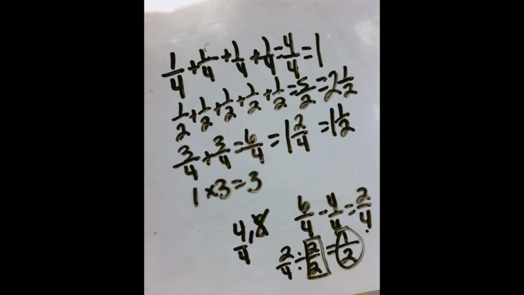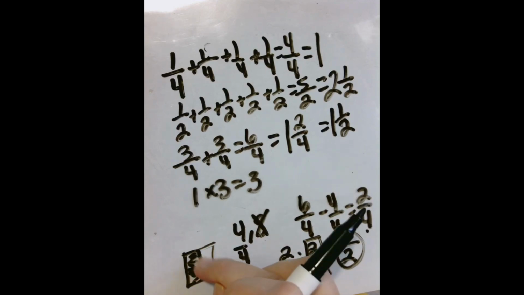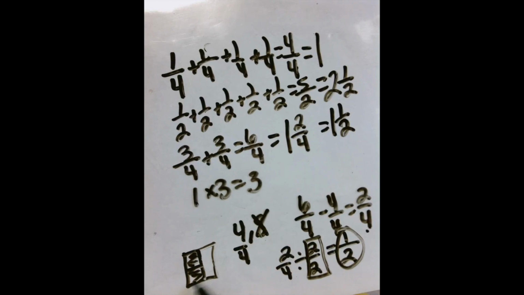I can also show that to you by doing a model. So it was in fourths, and I had 2 shaded. If I compose the fraction, which means make the pieces bigger, I can do that by dividing it by 2/2, which is what I did here. And you can see here it's equal to just 1/2. So it's the same thing.